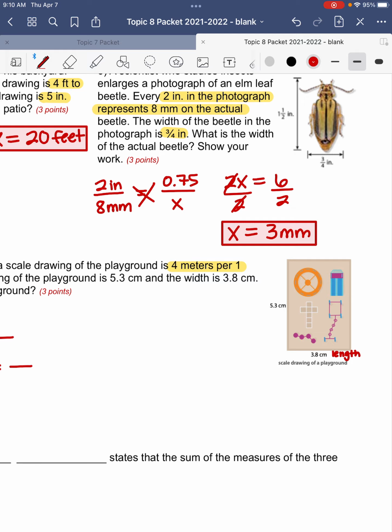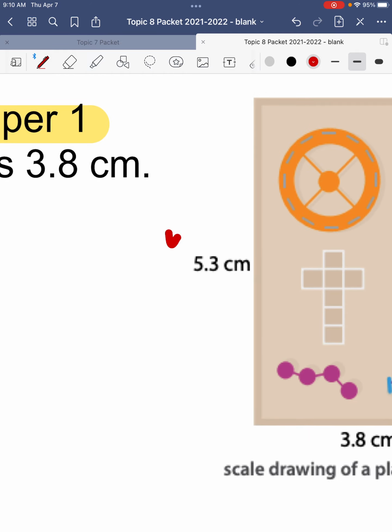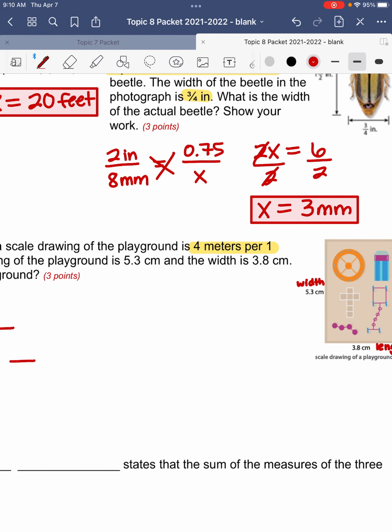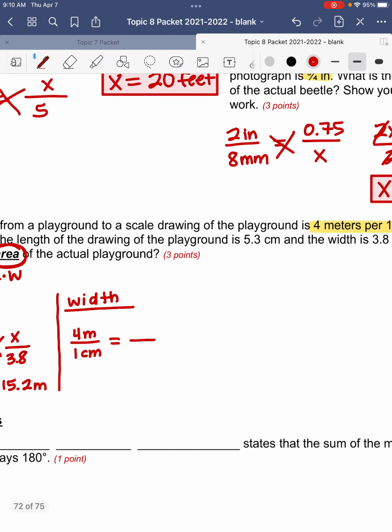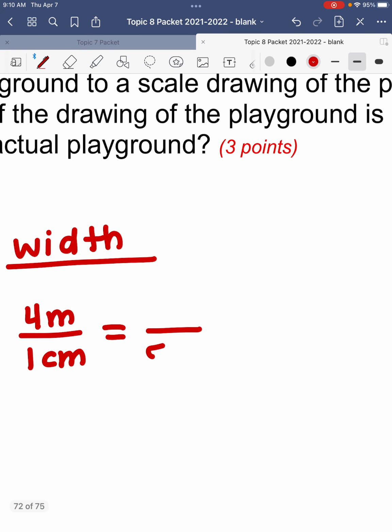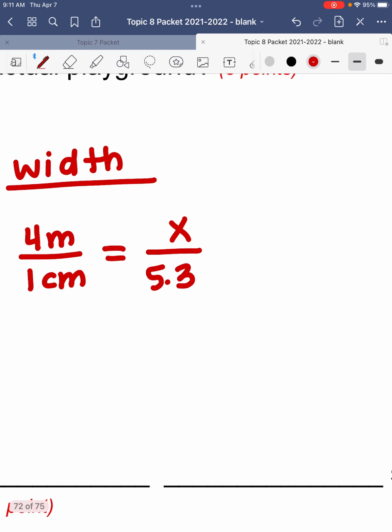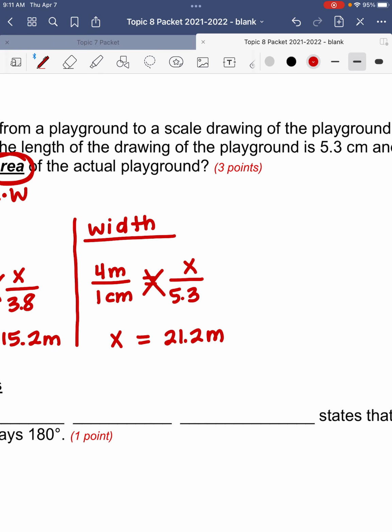Now, our width is the measurement that we haven't talked about yet. We've already talked about 3.8, so that means that 5.3 is our width. So 5.3 centimeters is the width. Centimeters goes on the bottom, so 5.3 down here and x up here. Now I'm ready to cross multiply. 1 times x is 1x or just x, and I set that equal to 4 times 5.3. If I put that into my calculator, I get 21.2 meters.